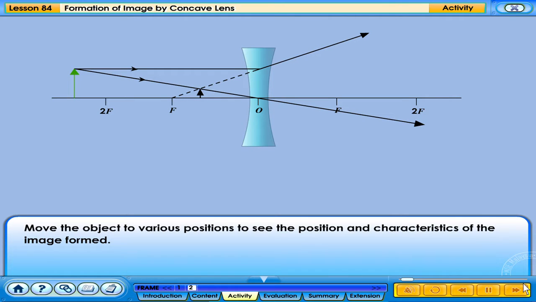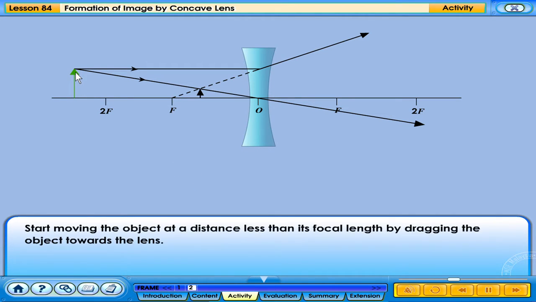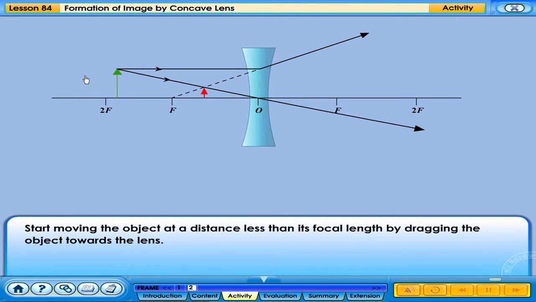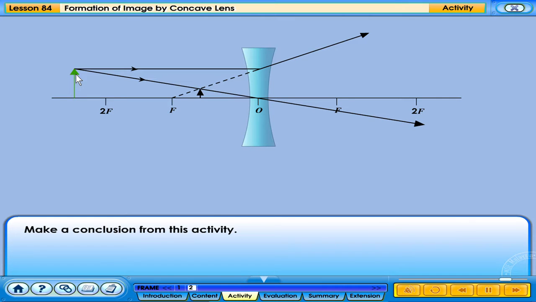Move the object to various positions to see the position and characteristics of the image formed. Start moving the object at a distance less than its focal length by dragging the object towards the lens. Make a conclusion from this activity. Click the conclusion button.